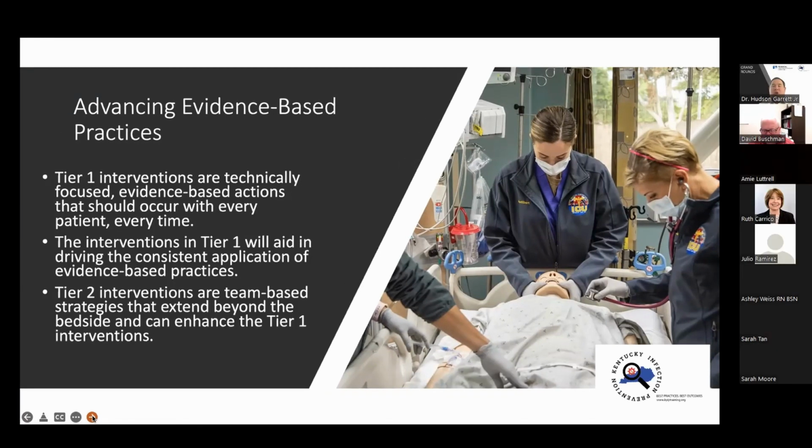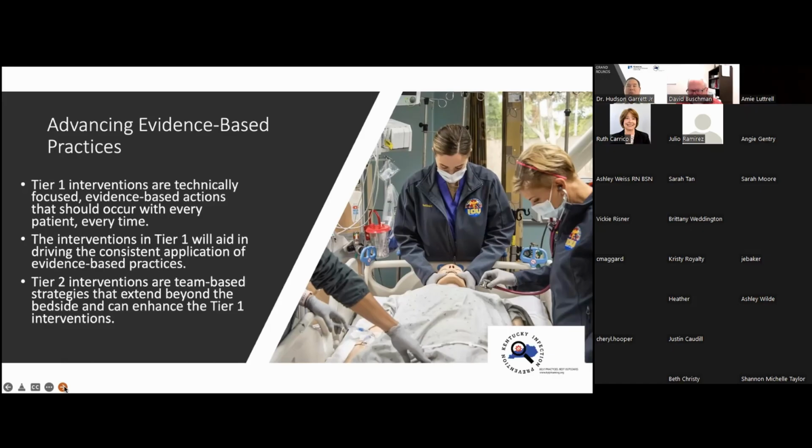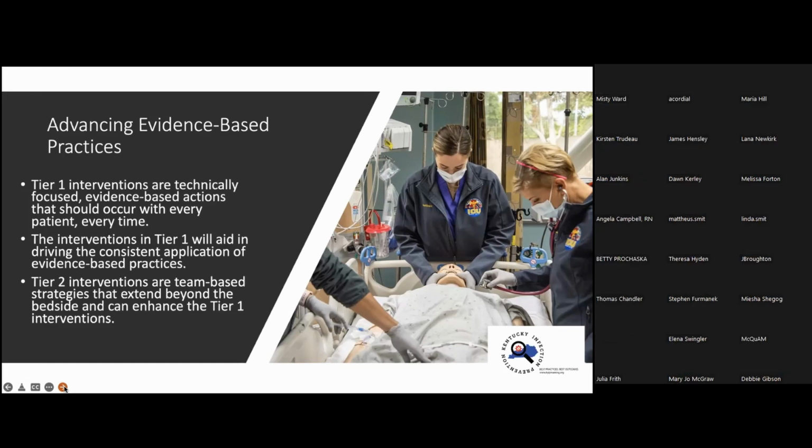And I know Ruth and I were talking about this even this morning about the importance of bundles, but not just the importance of knowing what they are, but probably more important is sustained interventions and implementing them so that every single patient at every bedside is benefiting from those, right? That's really about driving consistency in not only our messaging, but also our implementation and, frankly, our shared accountability.